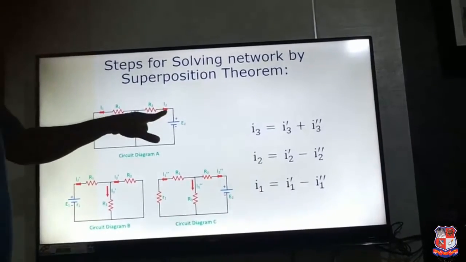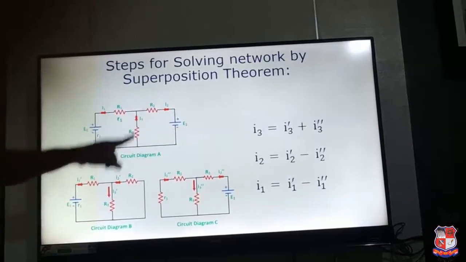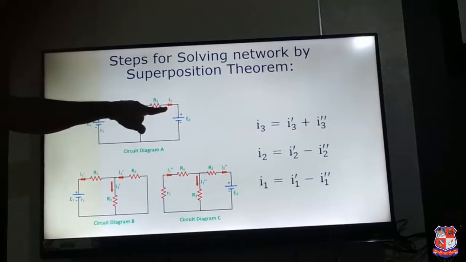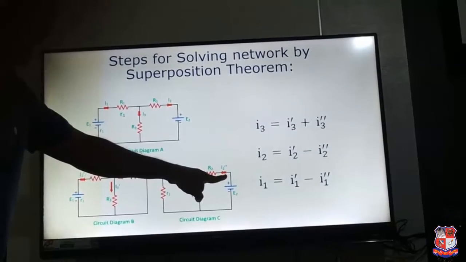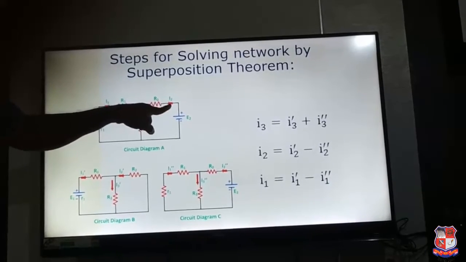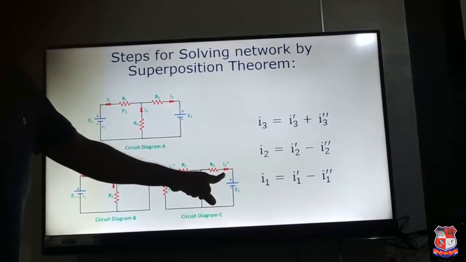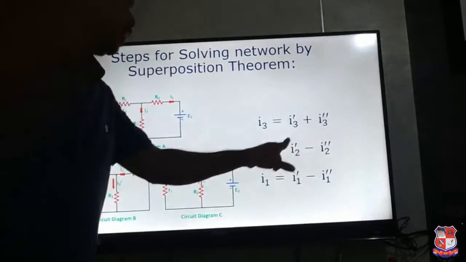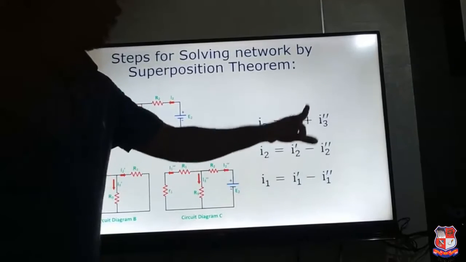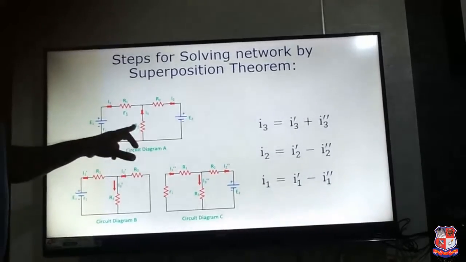Now the second, the I2 current. The direction of I2 current is like this. The I2 dash current is flowing in the opposite direction of this I2 current, and the I2 double dash current is flowing in the same direction as this I2. So what can we write? I2 is equal to I2 double dash minus I2 dash. This is the algebraic sum. We can also write I2 equals I2 dash minus I2 double dash, because it is an algebraic sum.